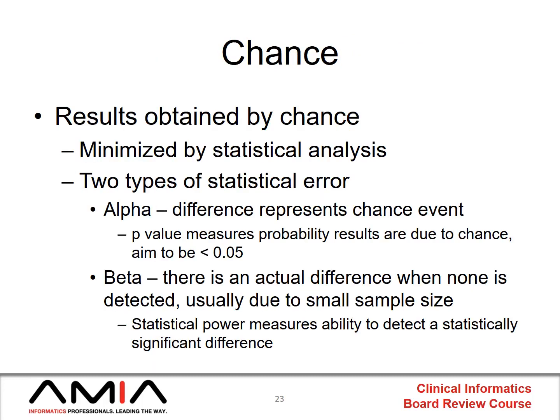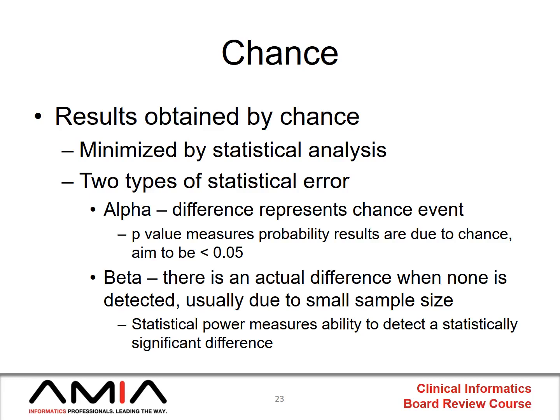The other category of error is chance, and we know that sometimes we can obtain an incorrect result due to chance. This is why we use statistical analysis, which minimizes, although does not completely eliminate, chance errors. There are two types of statistical error, alpha and beta. Alpha error is when a difference represents a chance event. So something is incorrect and it happens due to chance, and the alpha error gives us the probability that an incorrect result is due to chance.